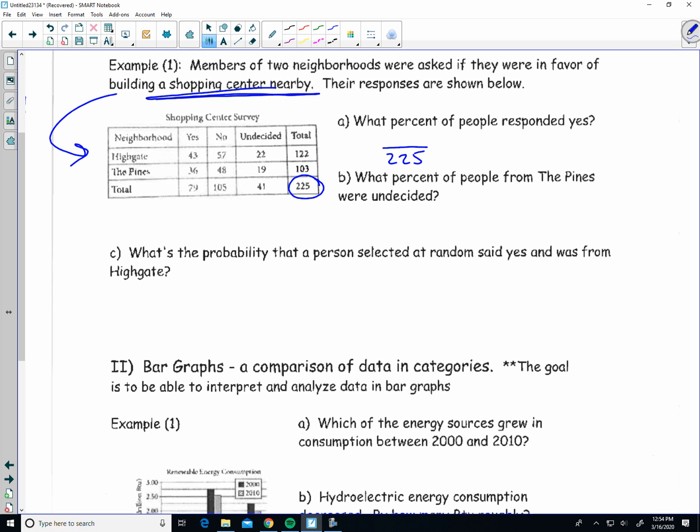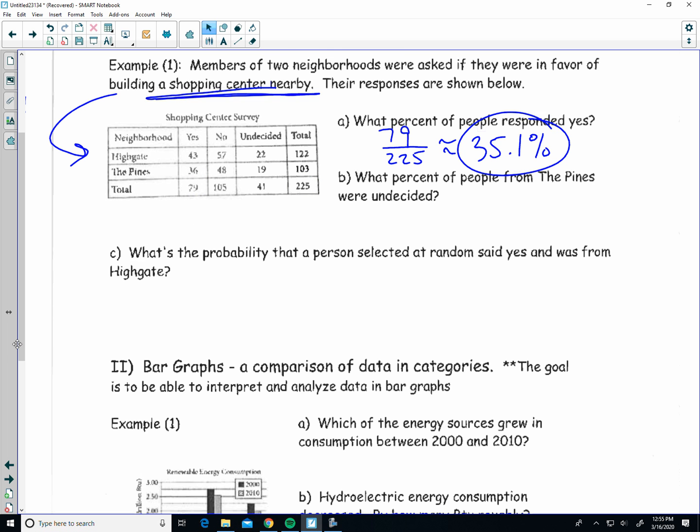So as always, our total sample space is 225 individuals. And the question says, how many of them answered yes? And of course, that would be 79. So 79 of 225, and asking for a percent. So again, if you could round it off to maybe 1 decimal place, somewhere around 35.1% for that one.